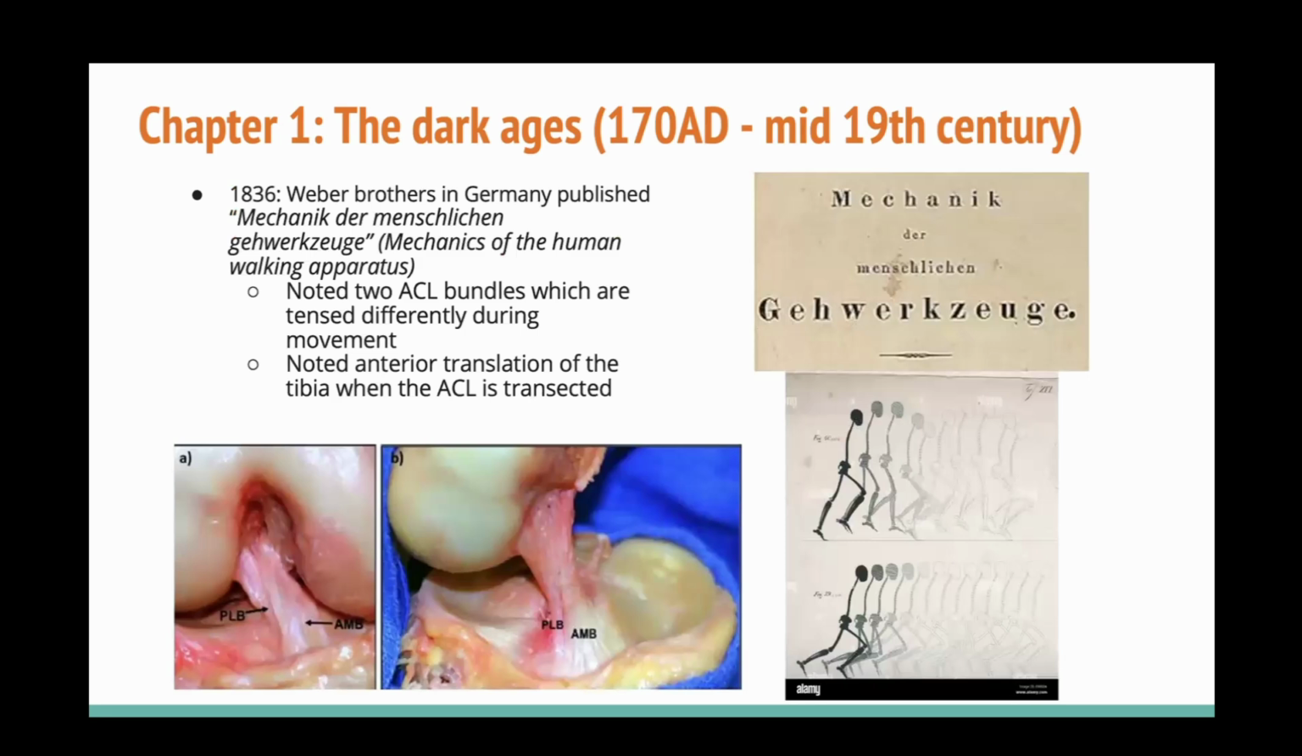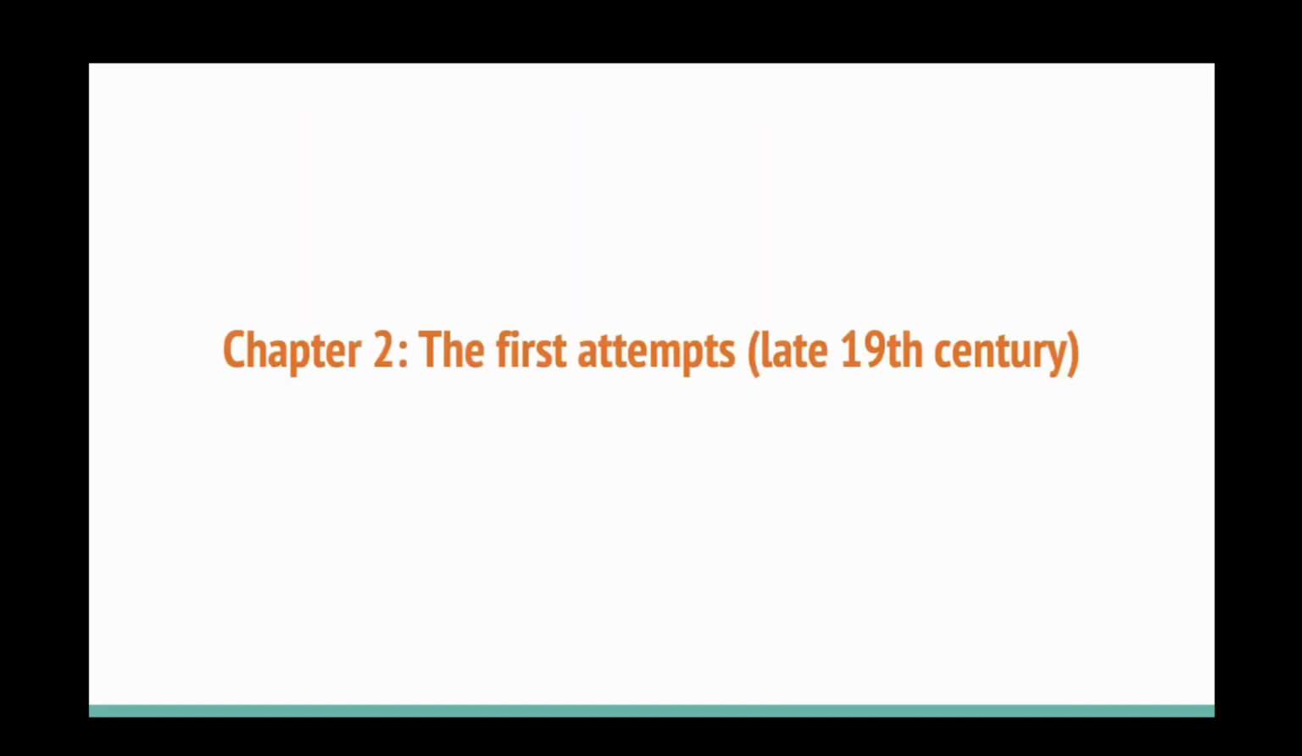It took all the way to 1836. The Weber brothers in Germany published this book that my friend told me correctly translates to the mechanics of the human walking apparatus. They were the first to note two ACL bundles that are tensed differently during movement, and they noted that there was anterior translation of the tibia when the ACL is transected.